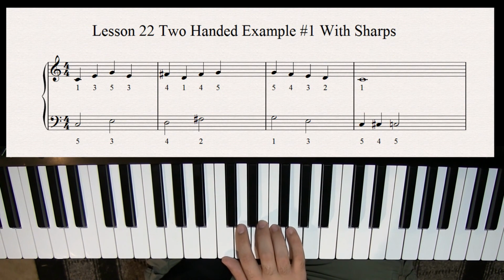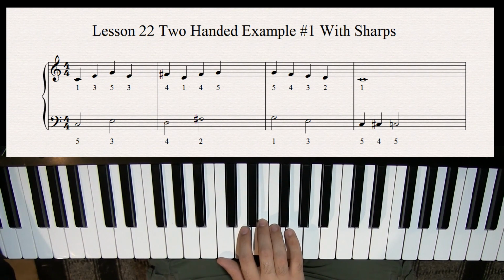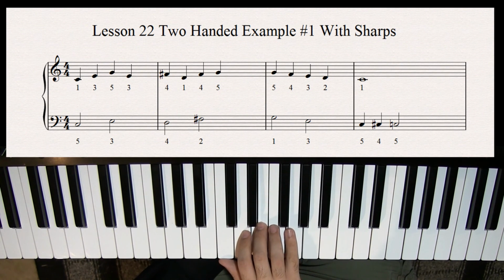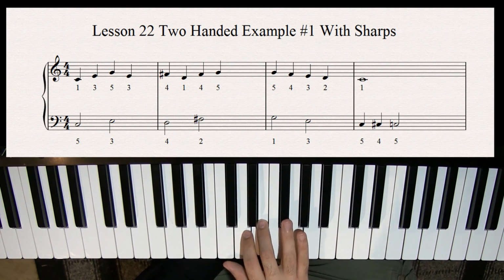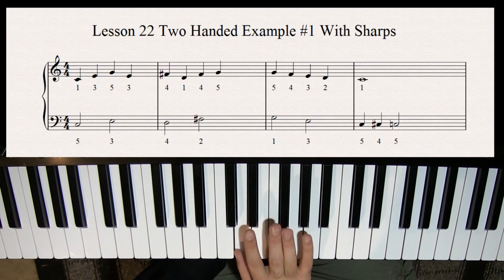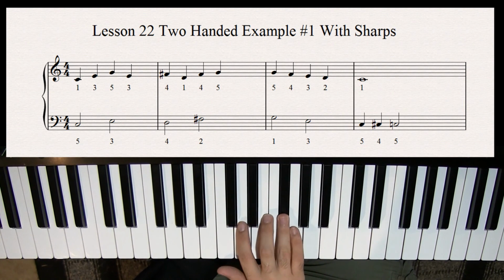So the first measure, we have C with finger 1, E with finger 3, G with finger 5, and E with finger 3 again. Pretty simple. The next measure, we have F sharp with finger 4, D with finger 1, F sharp again, remember the rule, with finger 4, and G with 5.